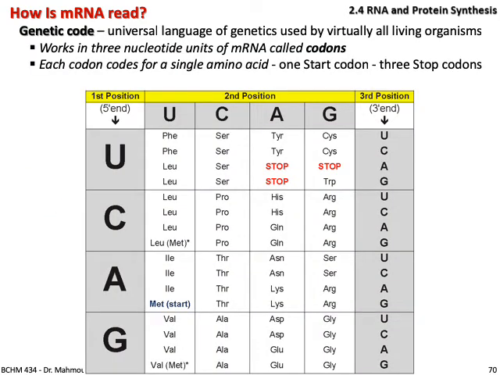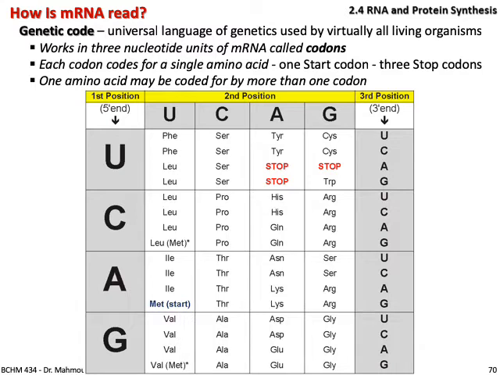How is messenger RNA read? Actually, it's the genetic code. It's a universal genetic code used by all living organisms, and as you know, it works in three-nucleotide units called codons. Each codon codes for a single amino acid. There is as well one start codon and three stop codons. You can see from the table.